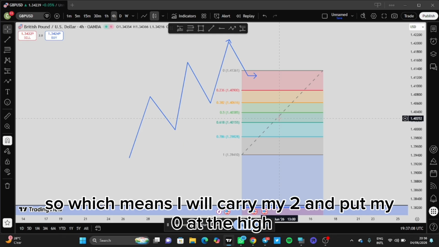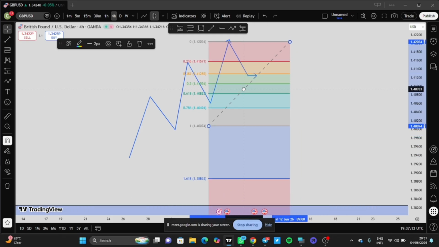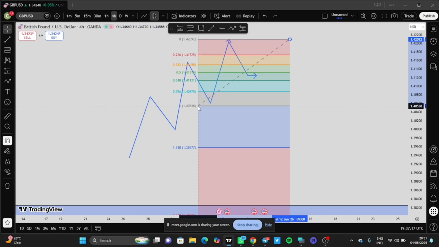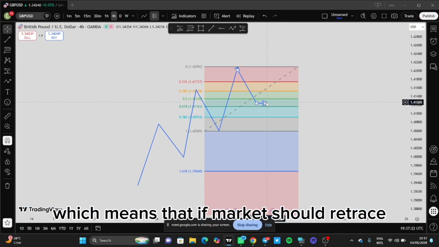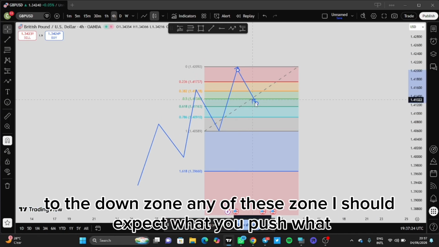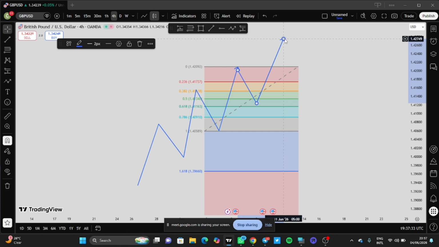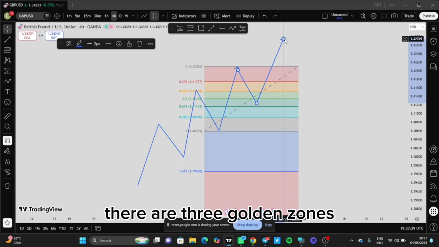So which means I will carry my tool and put my 0 at the high, then my 1 at the low, which means that if market should retrace to the down zone, any of these zones, I should expect what? A push to the upside. Now, in Fibonacci retracement tools, there are 3 zones that you should be looking at to trade from. There are 3 golden zones.